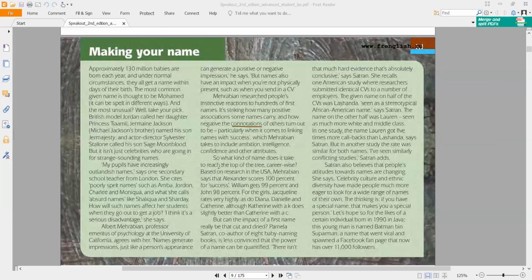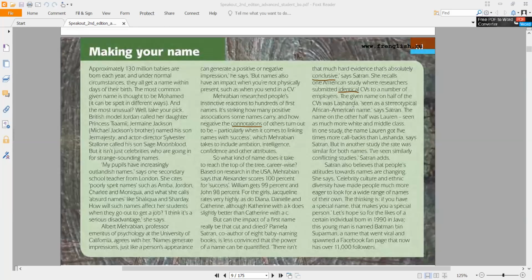Okay, let me check here. What do we have? Career, you know it. Percent success, I believe this one is easy. Next one, first name. Convincing power. Absolutely. Conclusive, this is the word you asked me about. It means specific, precise. One American study research submit identical. What's the meaning of identical? It's like the same.